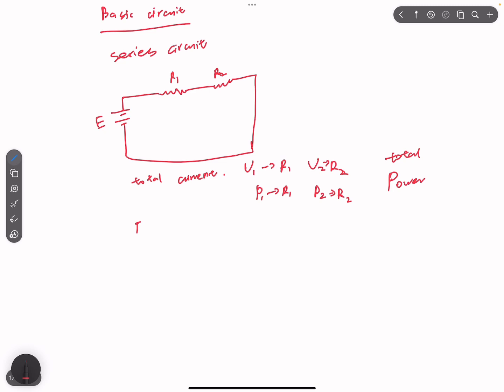So let's give it a value. Let's say E equal to 10 volts, R1 equal to, let's say 1K ohm, R2 also equal to, let's say 4K ohm.